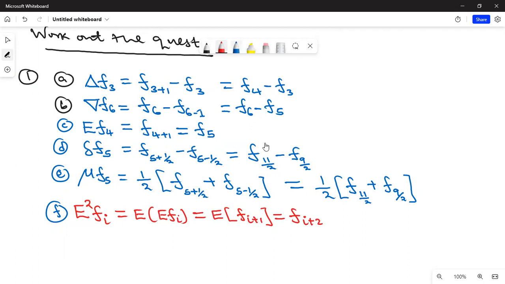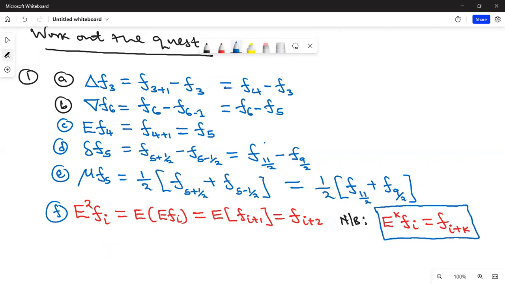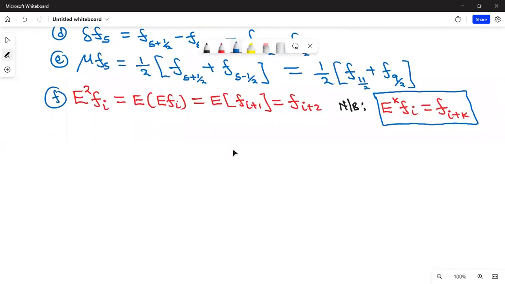So this tells us that in general, take note that when you are shifting k times, you get F of I plus k. That's the general formula when you're dealing with the shift operator. Let us work out the other part.